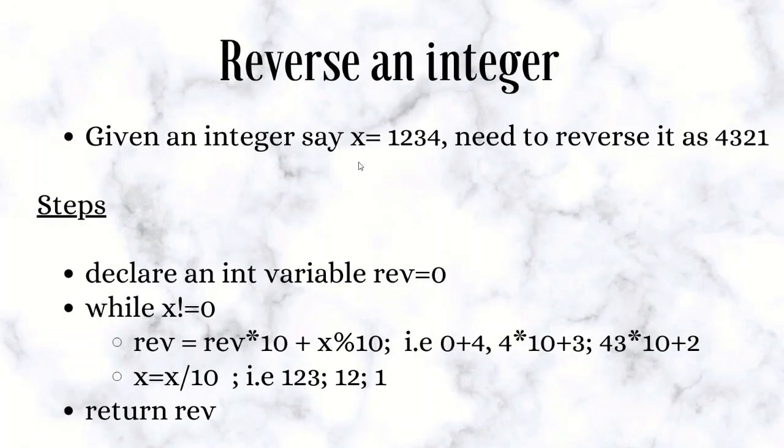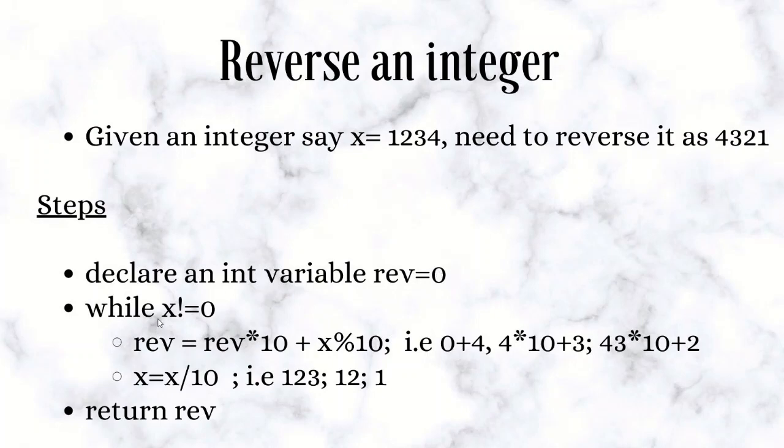So the first problem is to reverse an integer. We are given an integer with value 1, 2, 3, 4, and we have to reverse it to 4, 3, 2, 1. So how do we solve that? First of all, we have to declare an integer variable reverse, which is assigned a value of 0.